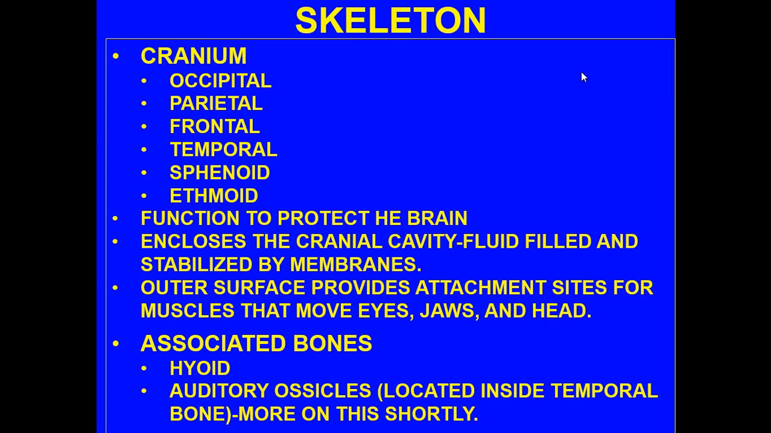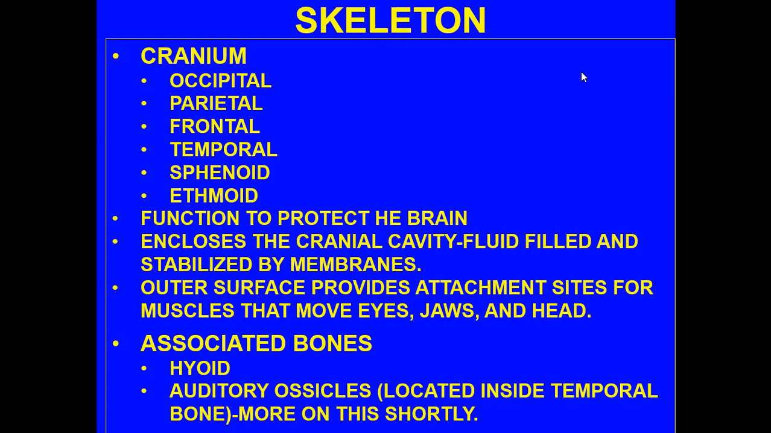That's the key point. Okay. Outer surfaces provide attachment sites for muscles that move eyes, jaws, and head. We're going to talk a little bit later about the associated bones to the skull. The hyoid is not attached to anything, and it helps as a support for the muscles of the tongue. The auditory ossicles are actually located inside of the temporal bone.